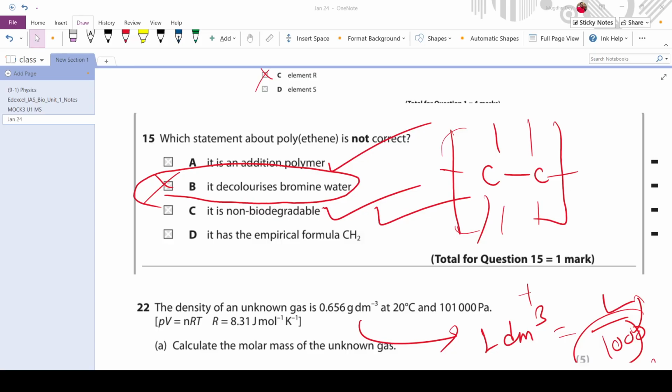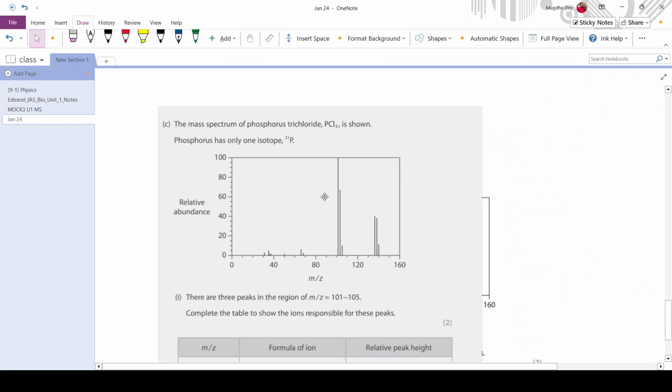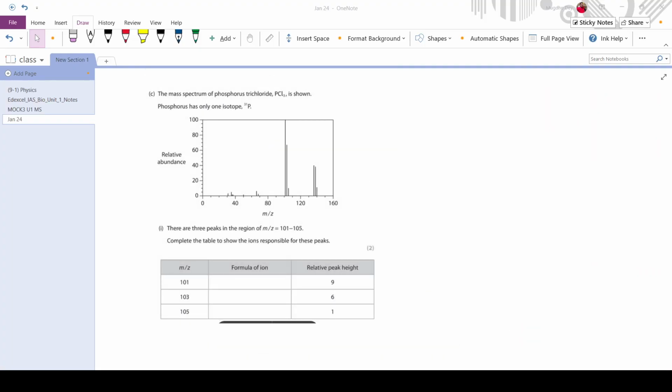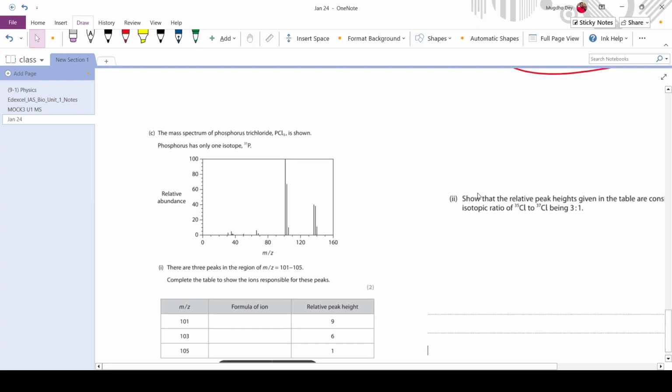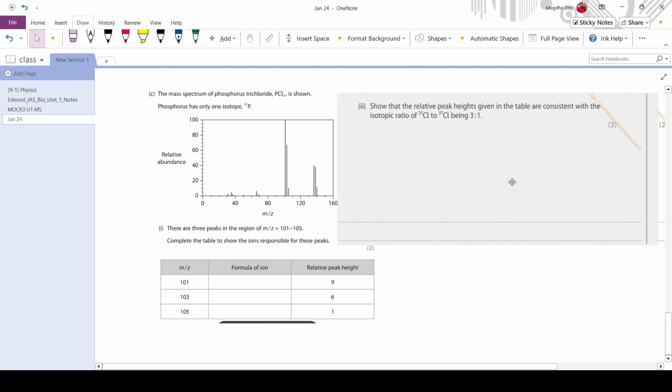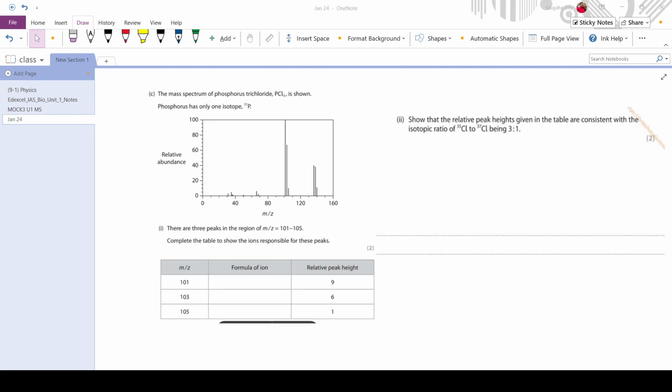Nineteen C1. This two, right? Is it okay? Okay, they said here what?